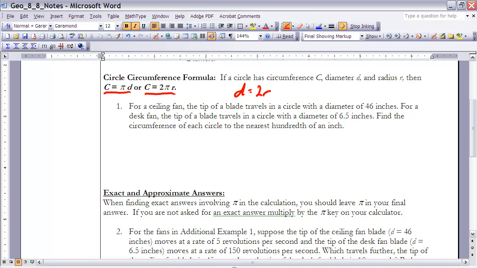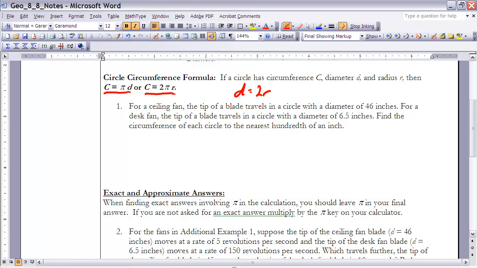So let's take a look at example 1 here. It says, for a ceiling fan, the tip of the blade travels in a circle with a diameter of 46 inches. For a desk fan, the tip of a blade travels in a circle with a diameter of 6.5 inches. Find the circumference of each circle to the nearest hundredth of an inch.